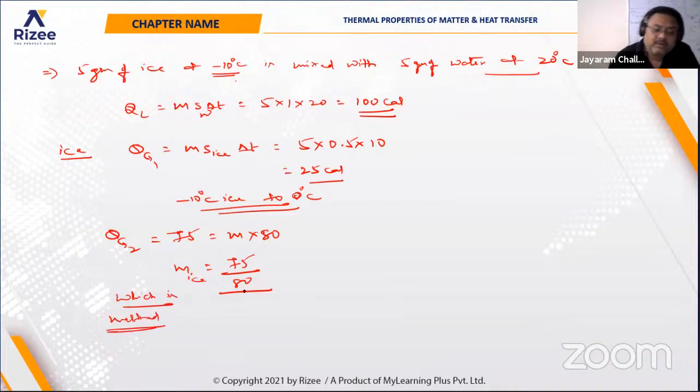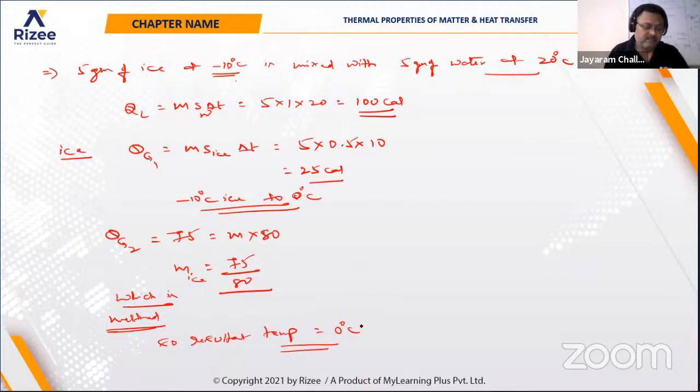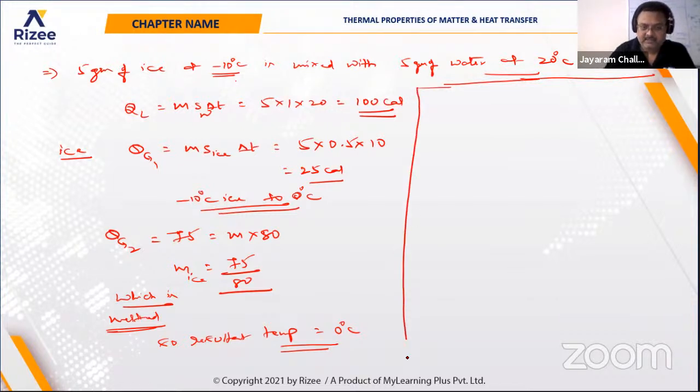Since the leftover energy is not sufficient to completely melt it, it cannot raise the temperature. So the resultant temperature will be maintained at 0 degrees centigrade. Because the energy is not even completely utilized to convert the ice, it can never raise the temperature. There is no sufficient energy for it.